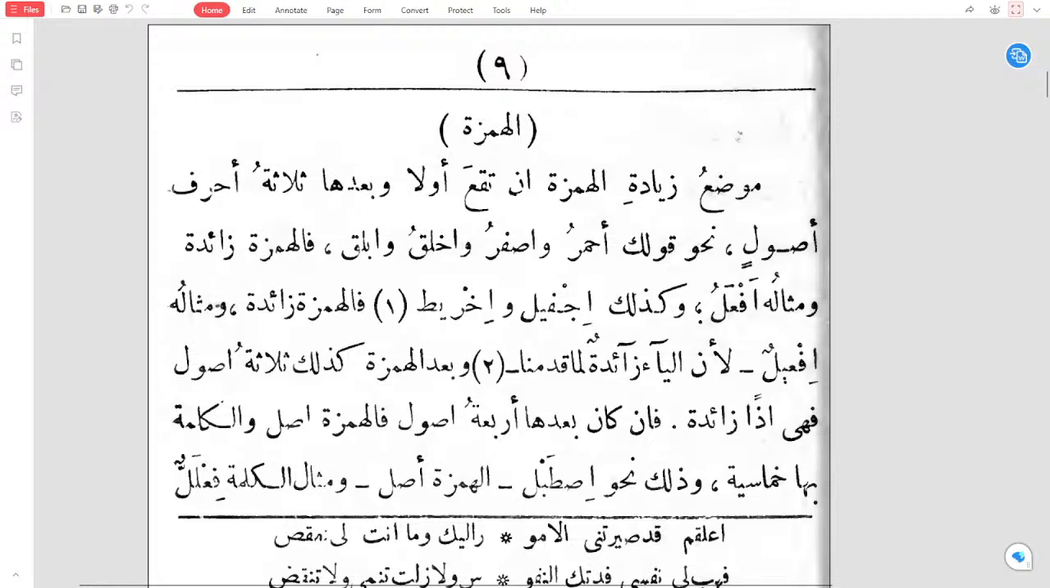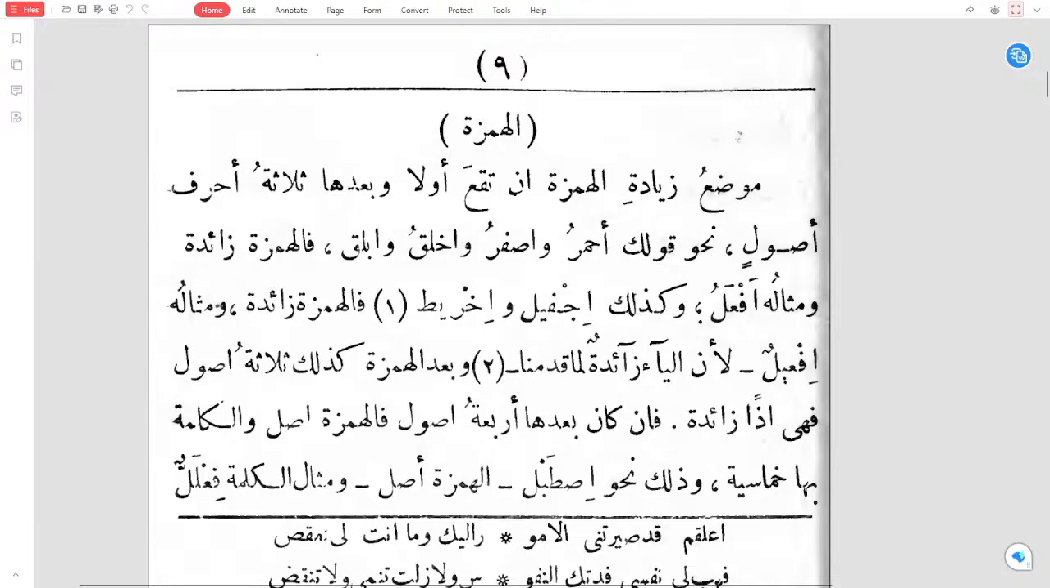وكذلك إجفيل وإخريط. And like how we say إجفيل إخريط. So the Hamza is extra and the remaining root letters come after it. There could be still زائد letters within other زائد letters, but right now he's only talking about the Hamza itself.